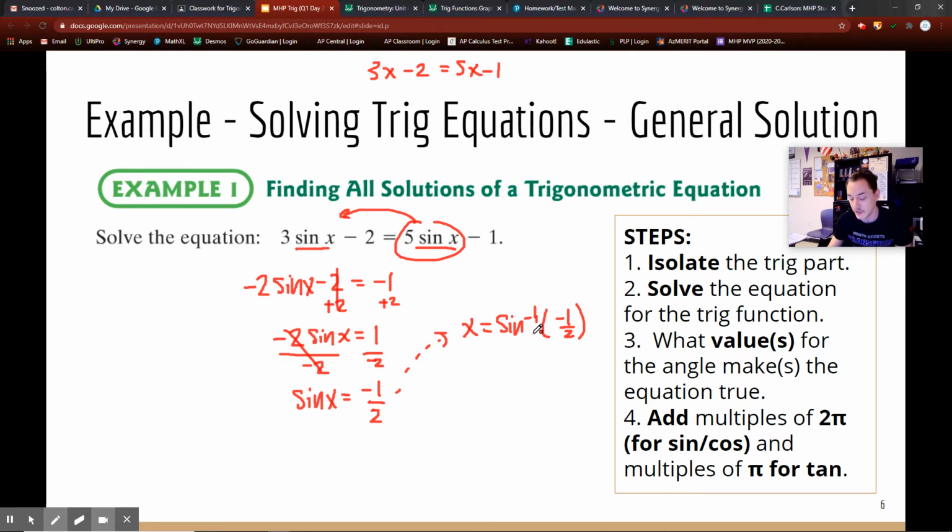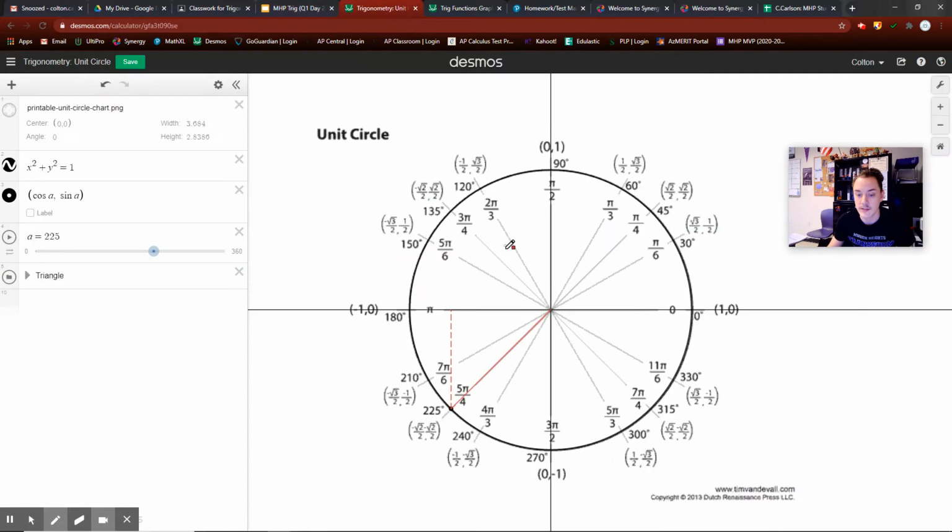Or sorry, it's not 30 degrees or pi over 3. It's in the third quadrant somewhere. Yeah, right here, third quadrant. So 7 pi over 6. If you plug the inverse sine of negative 1/2 into the TI-36X Pro, it's going to give you negative 30.